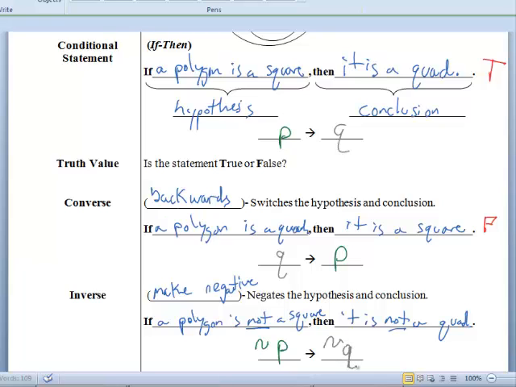All right, and let's also take a look at the truth value of this. Is that statement true or false? If a polygon is not a square, is it not a quadrilateral? Well, not always, because again, I can have other types of quadrilaterals. Just because it's not a square doesn't mean it's not a quadrilateral.